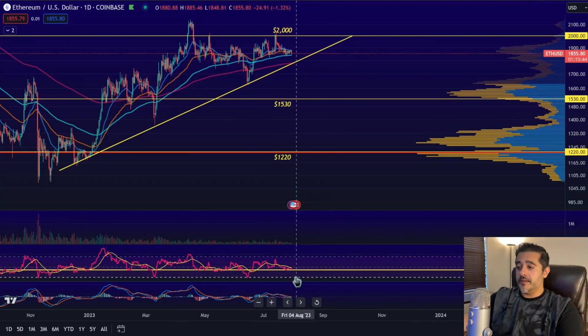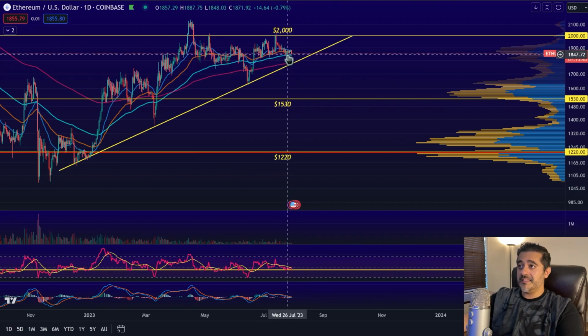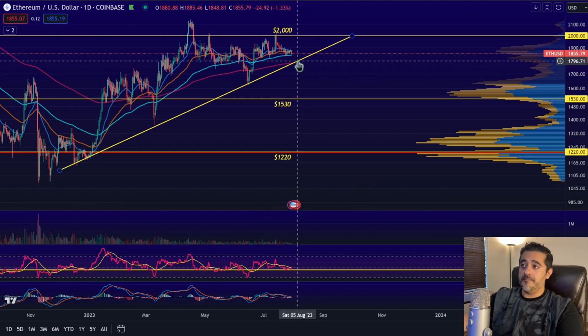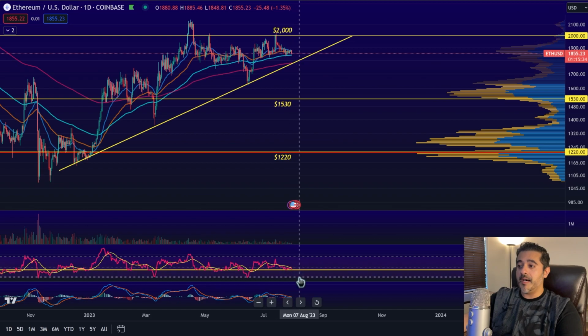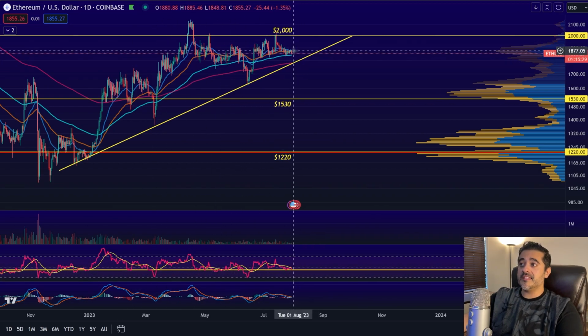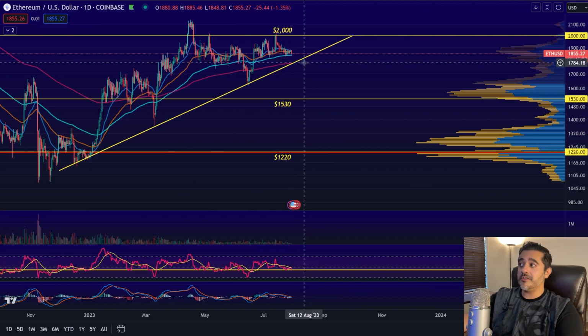Now, if we look at Ethereum, we see that we are much closer to the 200 exponential moving average, which means if Ethereum takes a similar drop to Bitcoin, it's probably going to go a bit lower to hit the bottom of that RSI where it bottomed out the last two times. So with Ethereum, I think the safe place to put your buy targets are around 1700 to 1780.